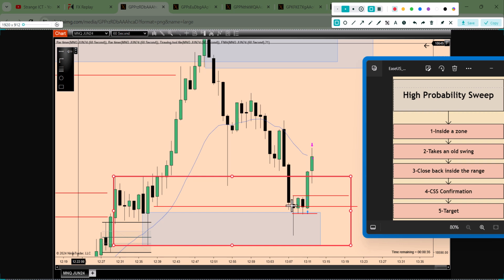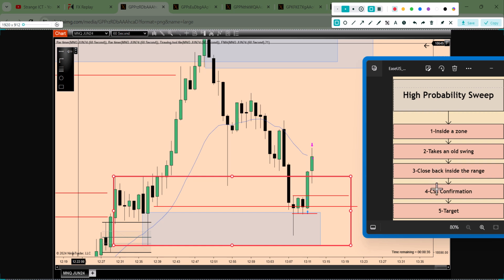because the logic of closing back inside the range is that price needs to show willingness that it wants to reverse, signs of rejection. For me, this is a sign of rejection. This candle opened here, traded all the way to here, and then quickly reversed. So this is a clear sign of rejection. So this one is partially checked.